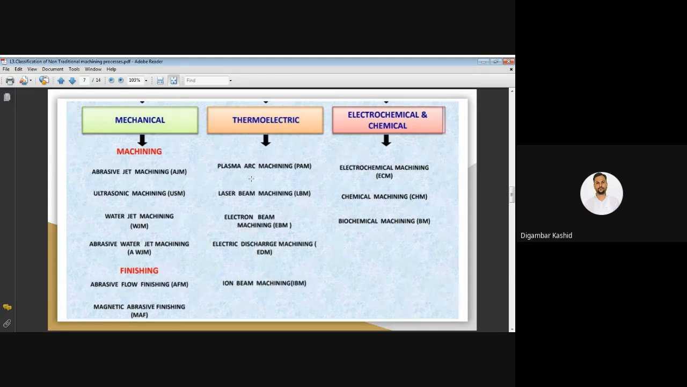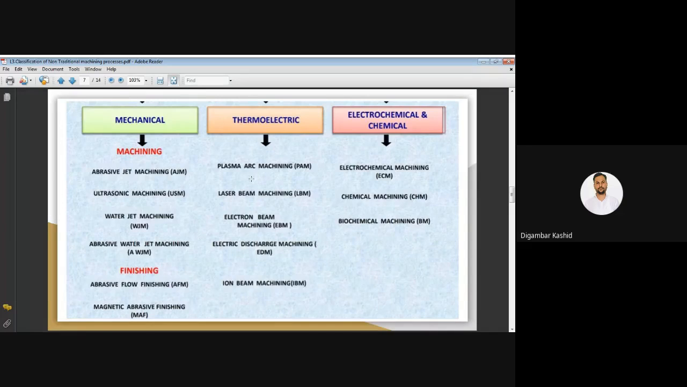When it strikes your workpiece, only then will erosion action take place and material removal happen. So here it is the kinetic energy of your abrasive particle or water jet. In case of water jet, the kinetic energy of the water jet is utilized for removal of material from the workpiece. Now, in case of the abrasive water jet machine, that is called AWJM.